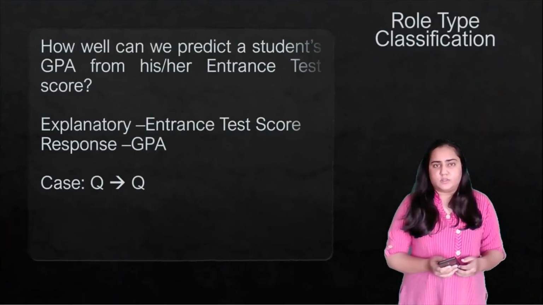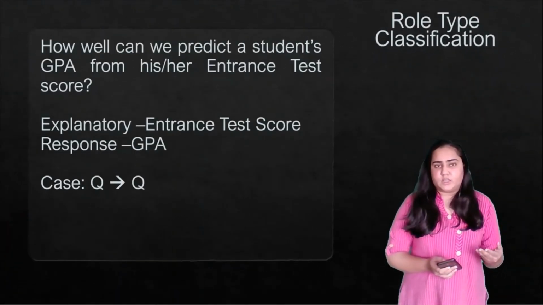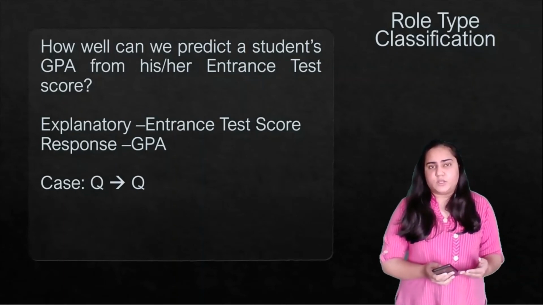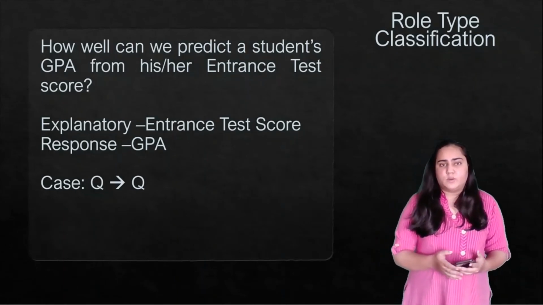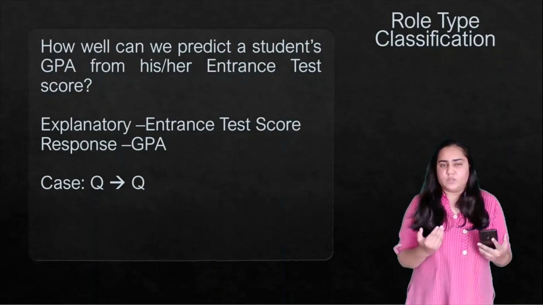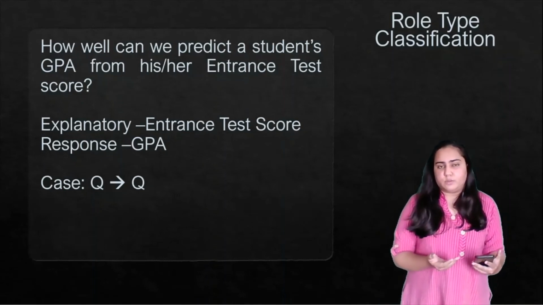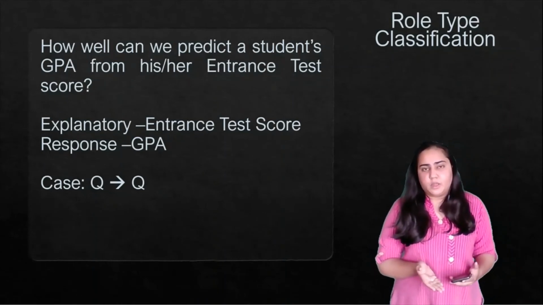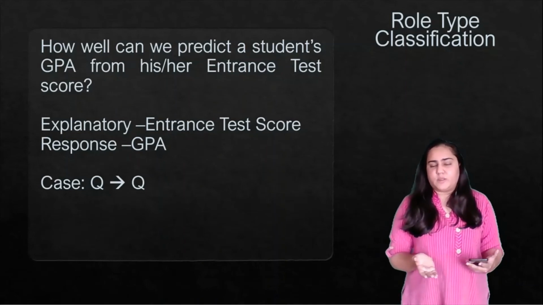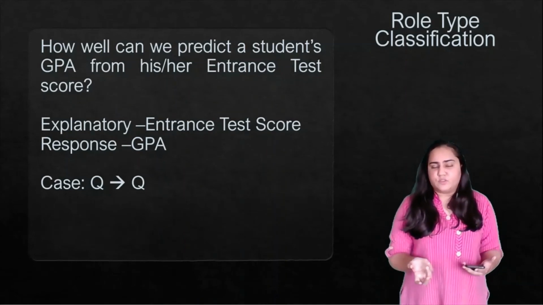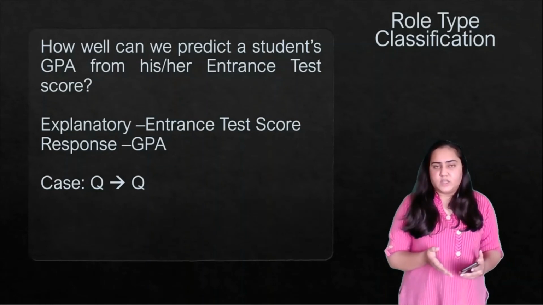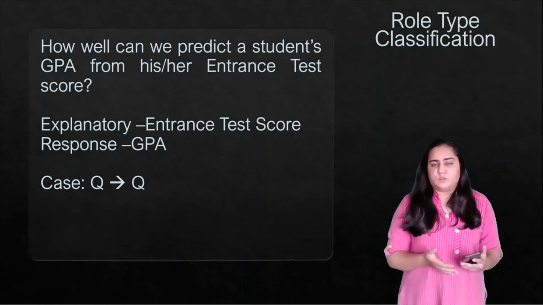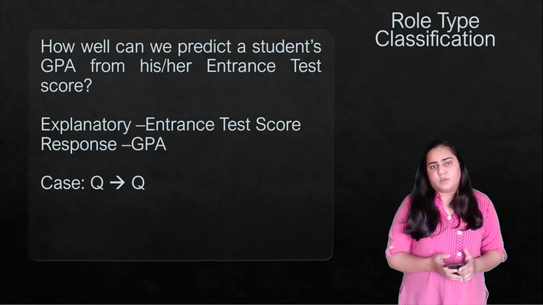The next question we had was this one. How well can we predict a student's GPA from his or her entrance test score? So in this case, we defined the explanatory variable as entrance test score and the response variable as GPA. In both cases, the GPA would be something out of 10 or out of 4. So either way, it is quantitative. And the entrance test score, because it's a score, is definitely quantitative. So this is a Q determines Q type of case.